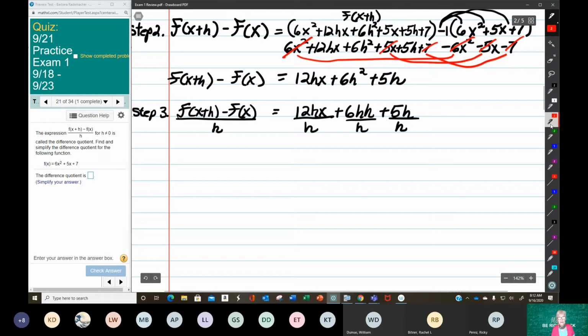And I'm going to cancel. This h and this h cancel. And one of these h's is going to cancel with that. And this h and this h cancel. So that now I can see that my difference quotient is 12x plus 6h plus 5.